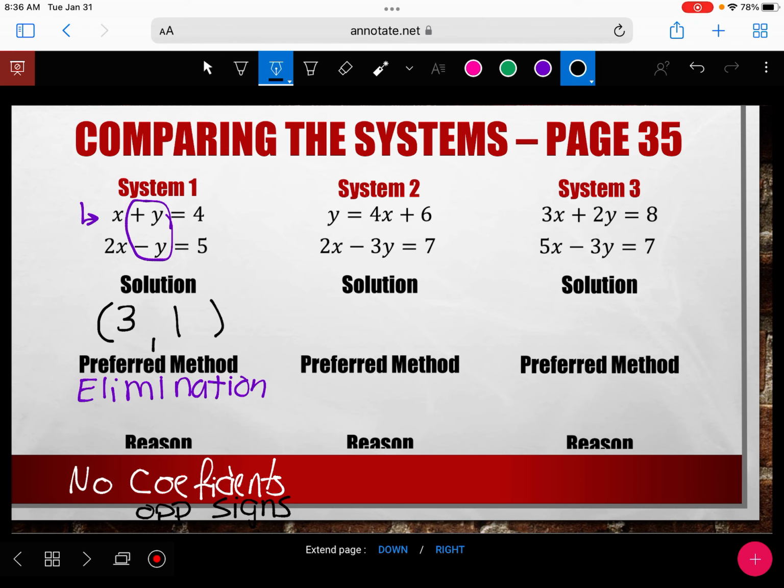Let's look at system number 2, which is person A's substitution, person B's elimination, and person C's graphing, because I'm paying attention to the letters. Did we get a solution on this one? I'm going to go with group A probably had the best odds of a solution on this one.